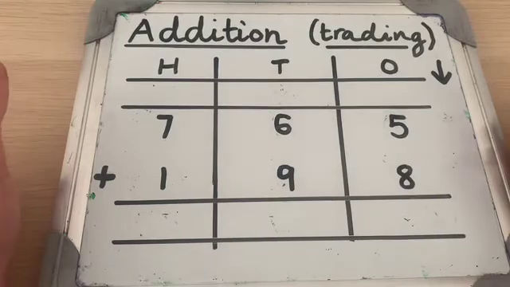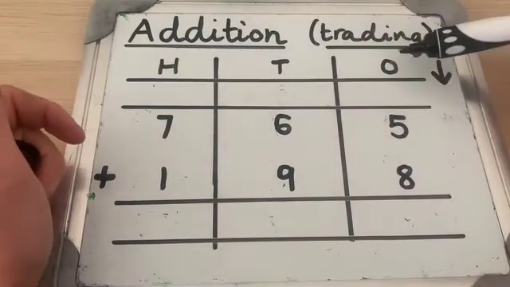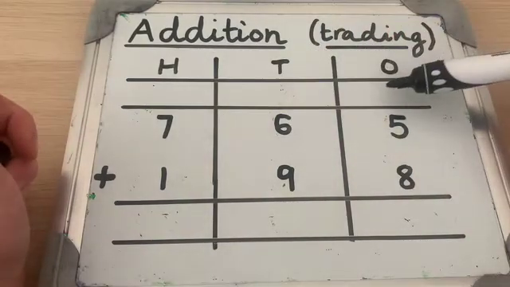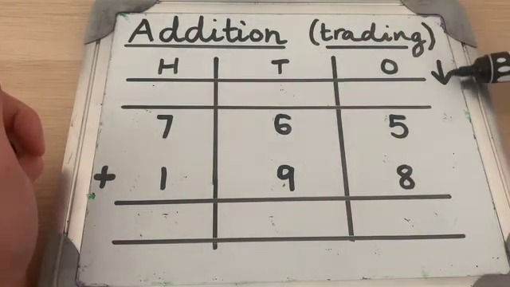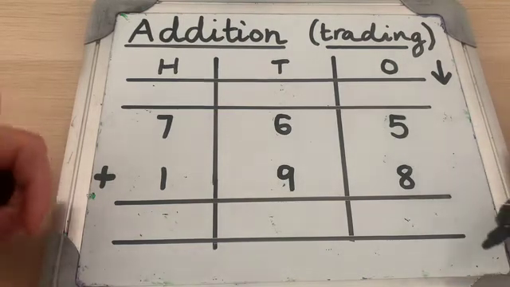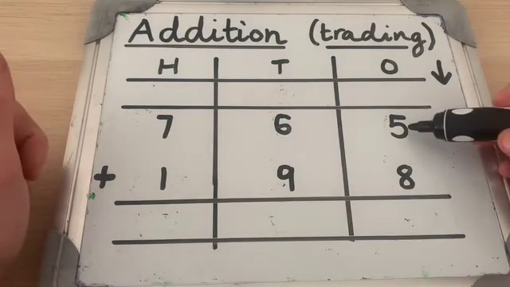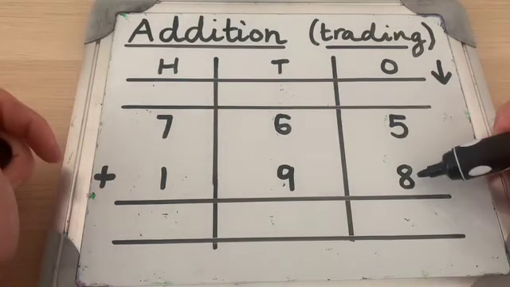Let's try another problem where there's 2 steps of trading. So remember my keys for success, label my columns, leave a row for my trading. I'm moving down, so it's 5 plus 8, and I'm setting myself up neatly. Okay, so 5 plus 8 is 13.